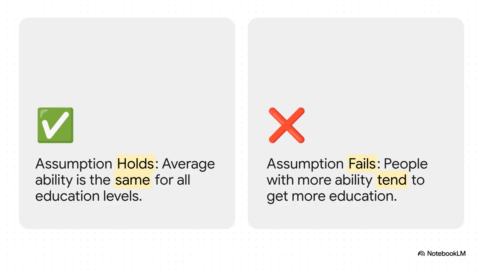Let's bring this back to our education and wage example. Innate ability is one of those things hiding in our error term U. Now, in a perfect world, the average ability would be the same no matter how much education someone has. That's the good scenario. But what if the bad scenario is true? What if people who are naturally smarter tend to get more education anyway? If that's the case, our model gets confused. It sees more school and more money together, and it gives all the credit to the school when really a chunk of that effect is just raw talent.